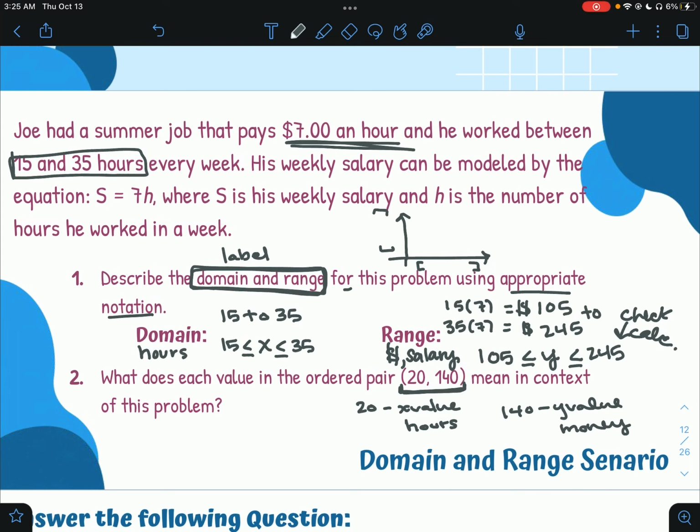So we should have 20 hours earning, because that's what we're doing, we're earning money, $140.